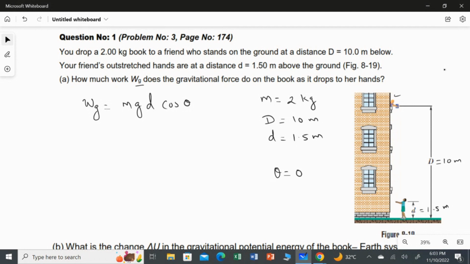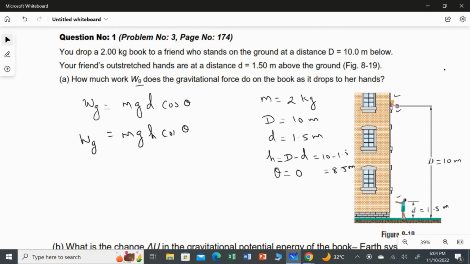Clear? And the most important thing, we have to identify the distance from this point to this person's hand. Am I right? So we can easily find the distance. What's the distance? Exactly, I'm going to write h. So here h is exactly capital D minus small d, which is equal to 10 minus 1.5, which is 8.5 meter. Clear? So better I can modify this equation. Work done by the gravity is equal to mg h cosine theta. Clear? Now I'm going to substitute the values.